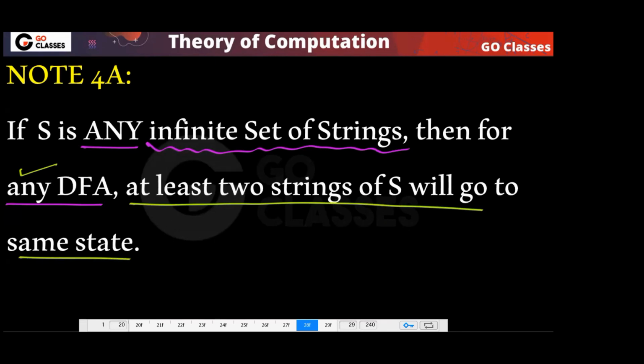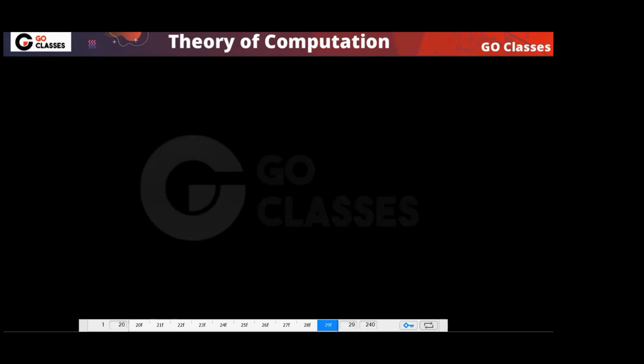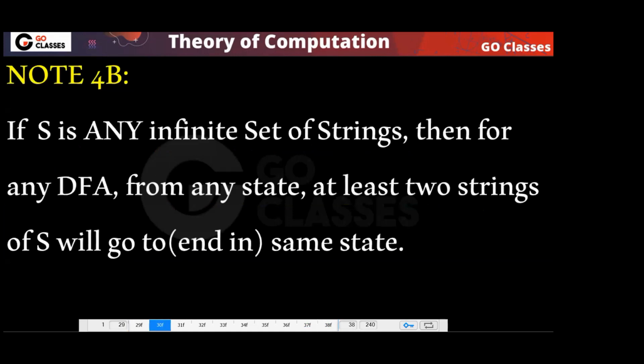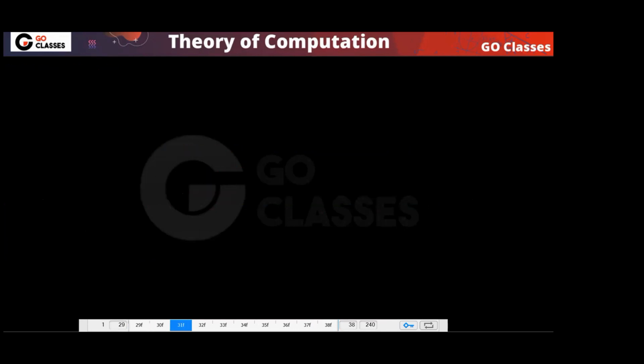You have an infinite set of strings and there is a DFA. So I can say that at least two strings will go to the same state. Definitely they will go to the same state if you have an infinite number of strings. What about this statement? Is this statement true? If S is any infinite set of strings, then for any DFA, from any state, at least two strings will go to the same state. This is also true because a DFA always has a finite number of states.